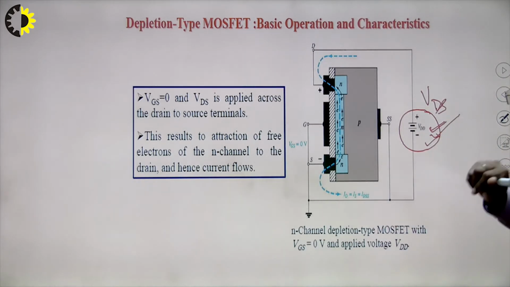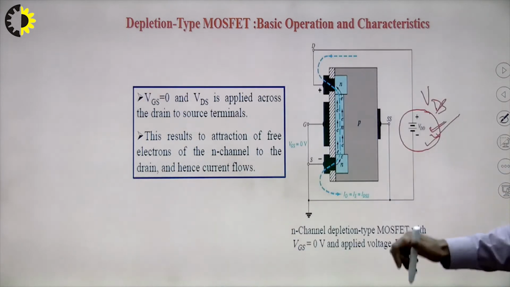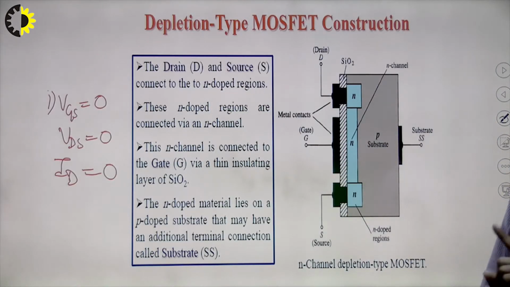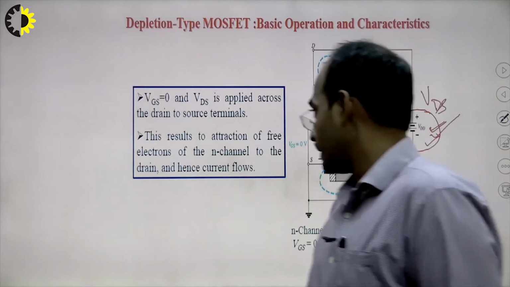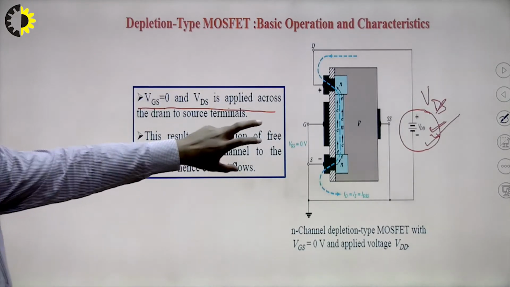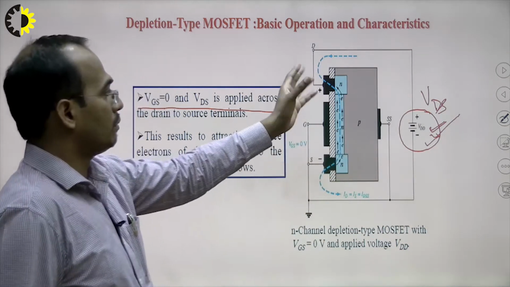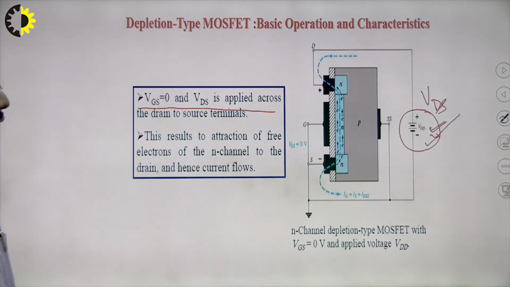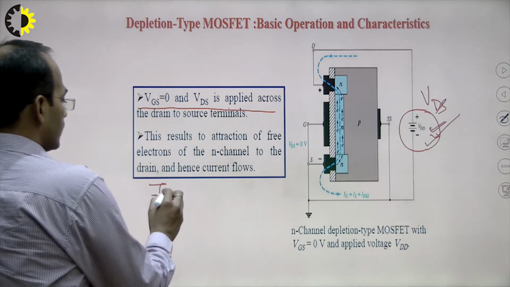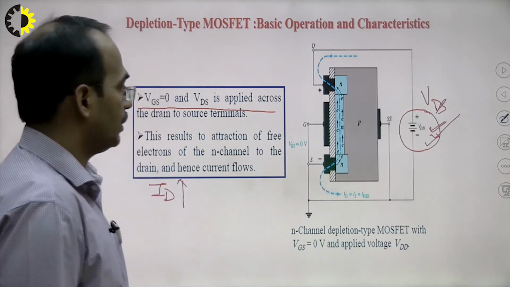Now, come to the third condition, when VGS is negative. This was the second condition. In the first case, I considered VGS equal to 0 and VDS equal to 0, and I saw that ID is equal to 0. In the second condition, VGS is equal to 0 and VDS is applied. So, an attractive force has been established between these terminals. The positive terminal attracts the electrons and the negative terminal repels the electrons. So, the movement of charge carriers starts and the flow of current starts. So, the drain current increases. At a particular value of VDS, the drain current becomes constant, and that value is IDSS.